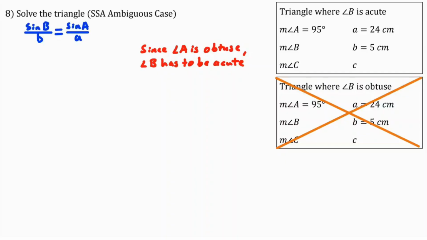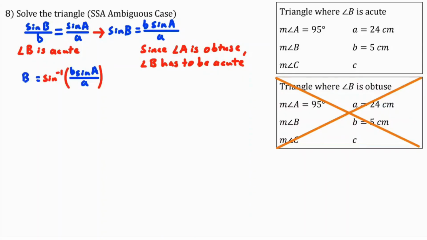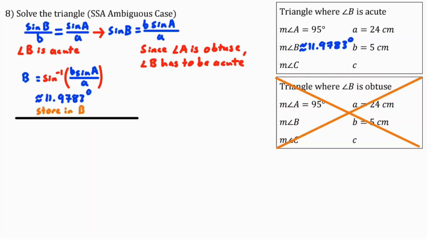Alright, so solve for angle B. So we have sine B over b equals sine A over a. Multiply both sides by b. And then, since we know angle B must be acute, B is equal to sine inverse of b sine A over a. Type this in the calculator, you get 11.9783 degrees. And we'll store it on the calculator. We'll section this off, and let's solve for angle C.